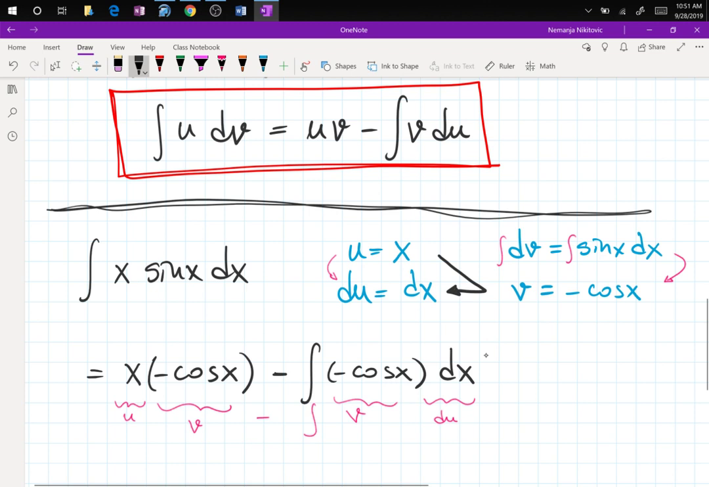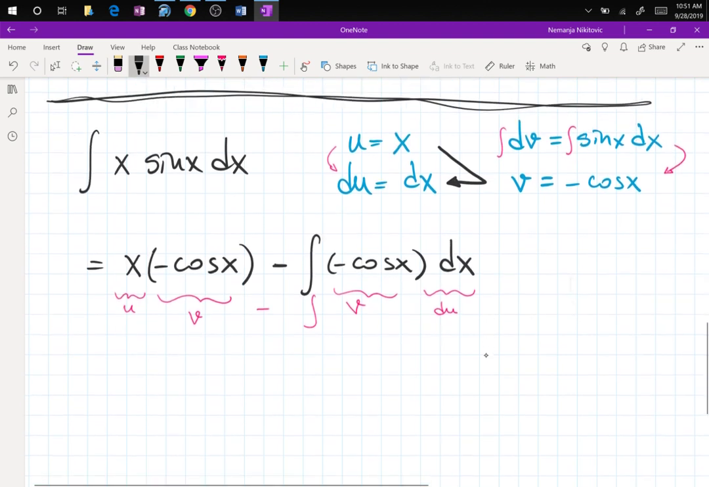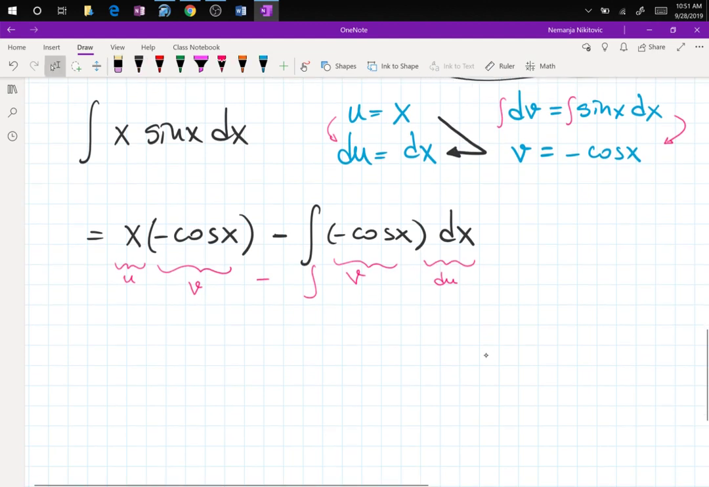But if you always put them like this, u dv, and then you differentiate down and integrate down, you can put the arrow like that, and there's your uv, which is x times negative cosine, minus the integral of v du, which goes this way. Now we simplify this and finally solve the problem.